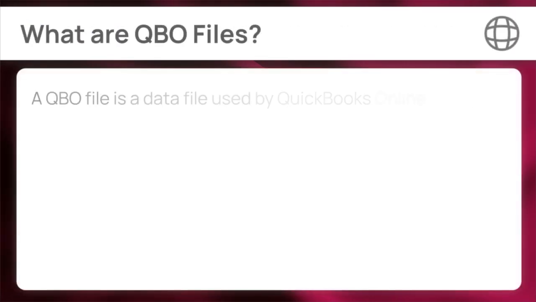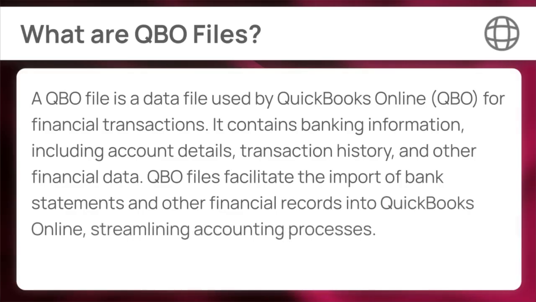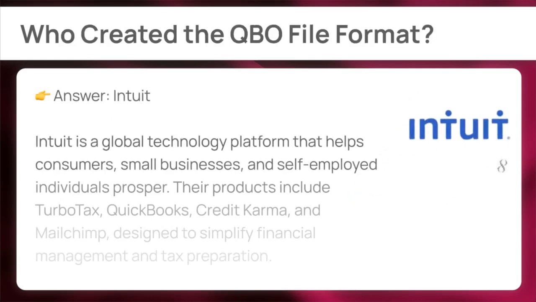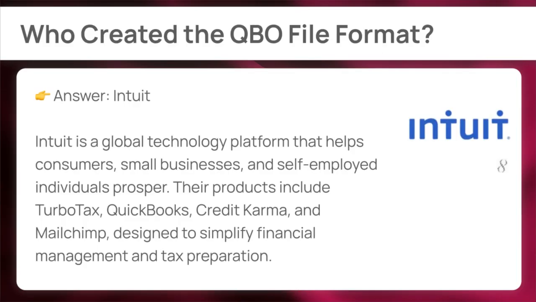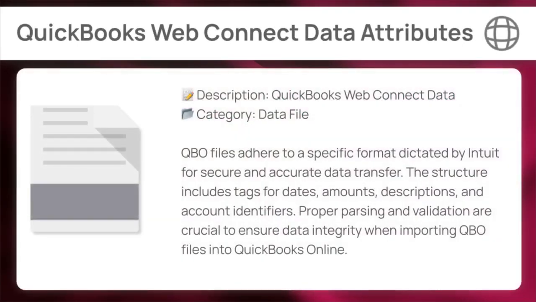A QBO file is a data file used by QuickBooks Online, QBO, for financial transactions. It contains banking information, including account details, transaction history, and other financial data. QBO files facilitate the import of bank statements and other financial records into QuickBooks Online, streamlining accounting processes. QBO files adhere to a specific format, dictated by Intuit, for secure and accurate data transfer. The structure includes tags for dates, amounts, descriptions, and account identifiers. Proper parsing and validation are crucial to ensure data integrity when importing QBO files into QuickBooks Online.